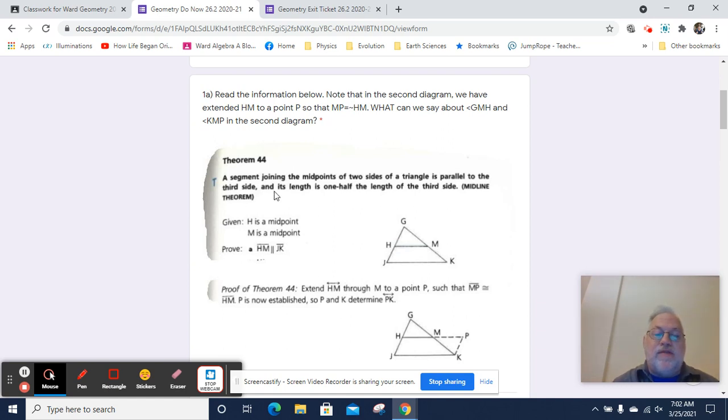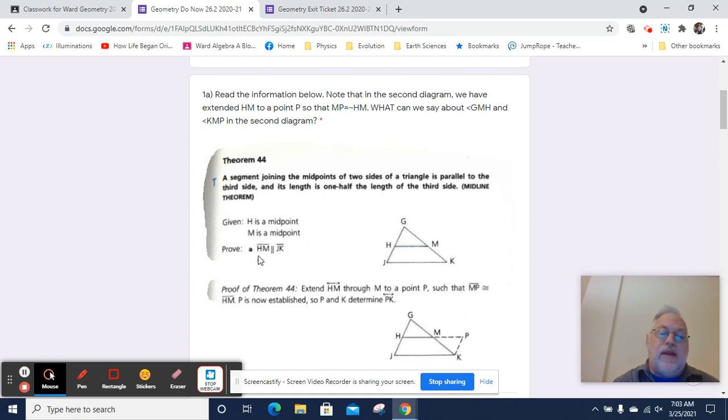Now, we also have a secondary thing, which we'll explore in the exit ticket. The length of HM is half of JK. That's what the theorem says. But a theorem is something that must be proved. We cannot simply prove it by saying the theorem says it until we've demonstrated the theorem is actually true. So what we know is H is a midpoint and M is a midpoint. H is a midpoint for GJ and M is a midpoint for GK. And that tells you some interesting things, which we'll explore.